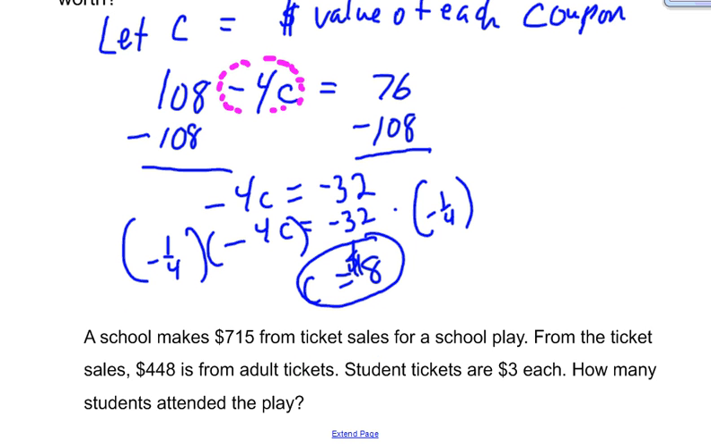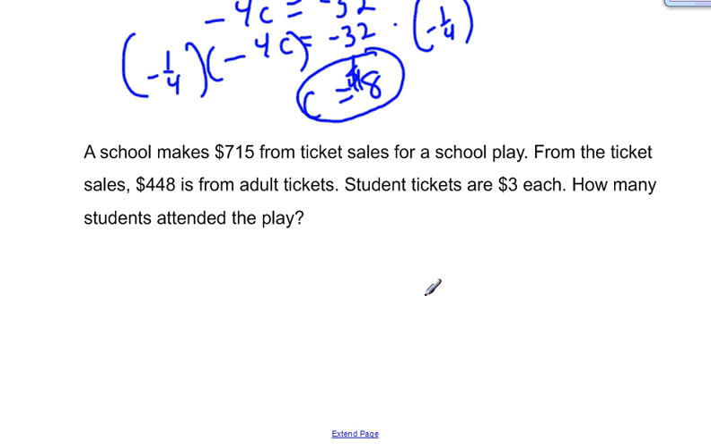One more. So let's say a school makes $715 from ticket sales for a school play. From the ticket sales, $448 was from adult sales. Student tickets are $3 each. How many students attended the play?